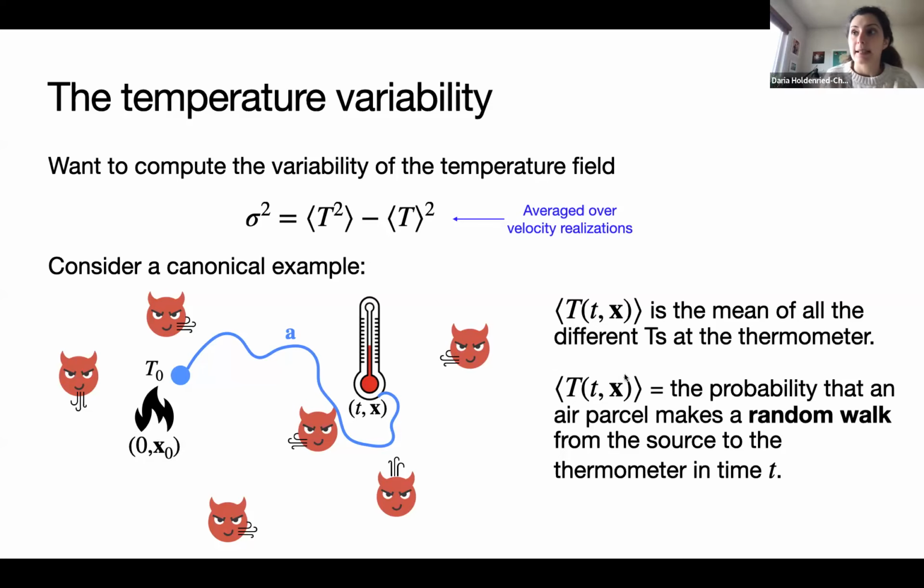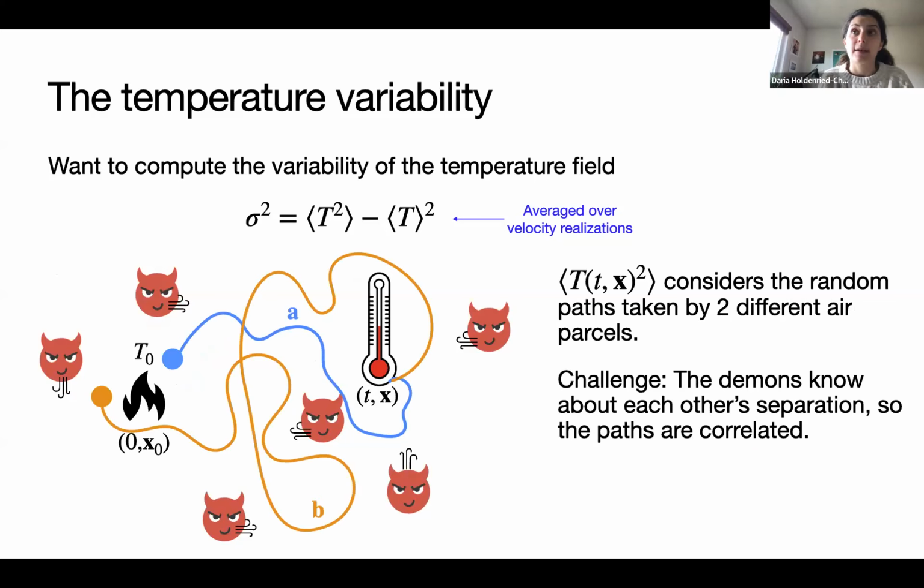Now, it turns out that this mean is actually equivalent to the probability that an air parcel will make a random walk from the source to the thermometer in time t. And this is very useful for us because it allows us to use path integral methods to understand these probabilities and to make use of a vast literature of physics and maths to attack this problem.